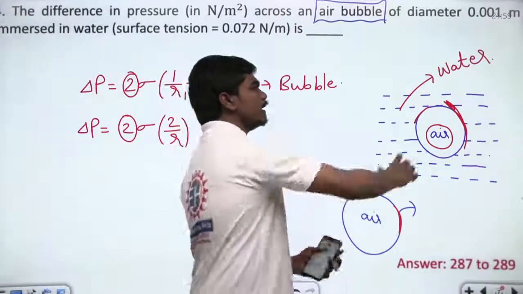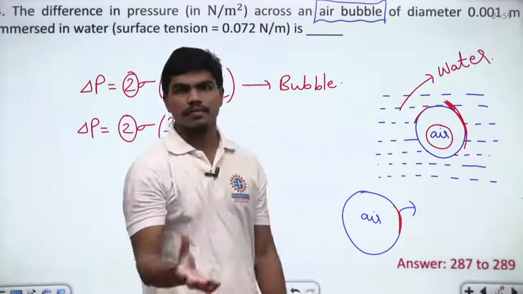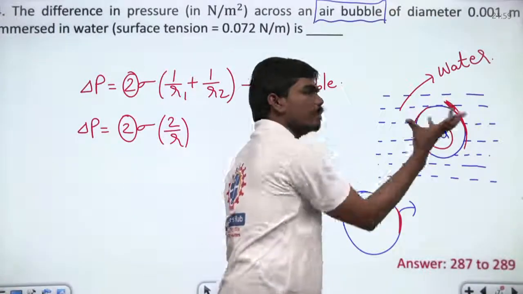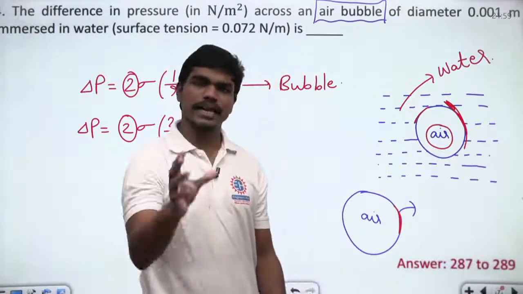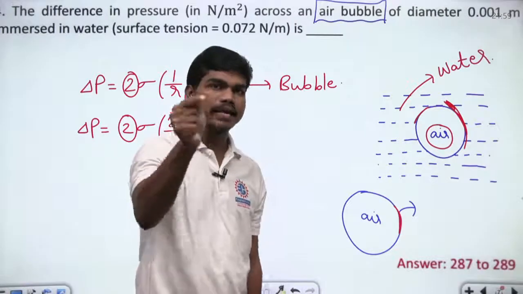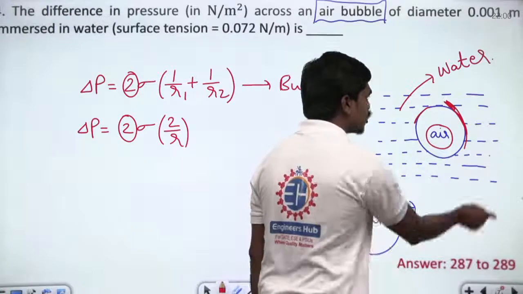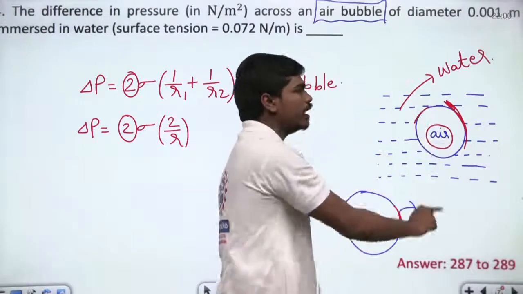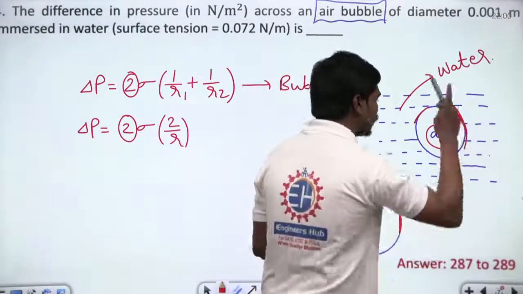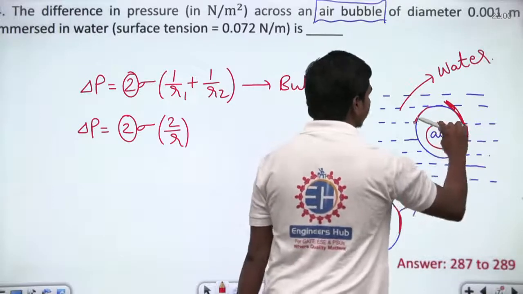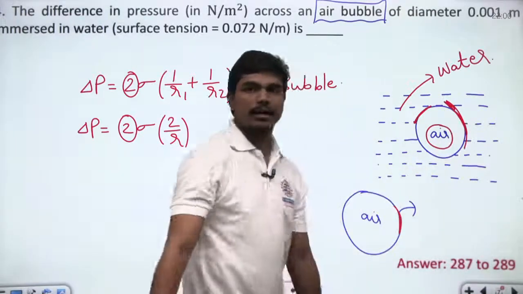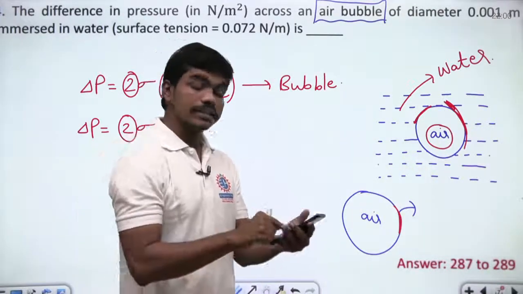If this were a soap bubble in air, then definitely you would have 2 interfaces of air and soap film. But in this case, you can see clearly there is only one interface, because this is mentioned as an air bubble. So you have only one interface of fluid and gas, correct? So we can't apply this 2 directly here.